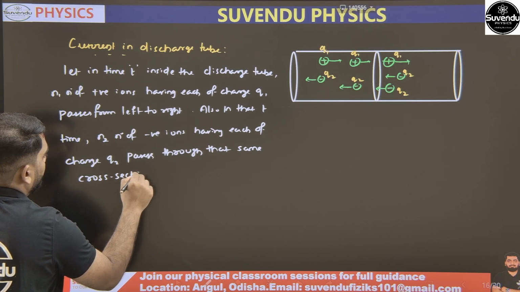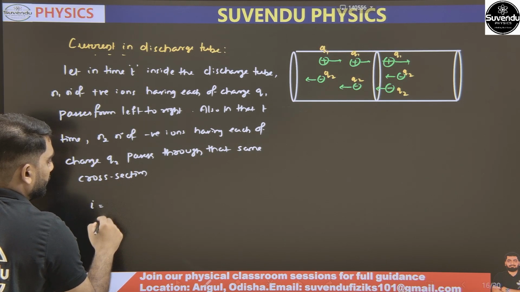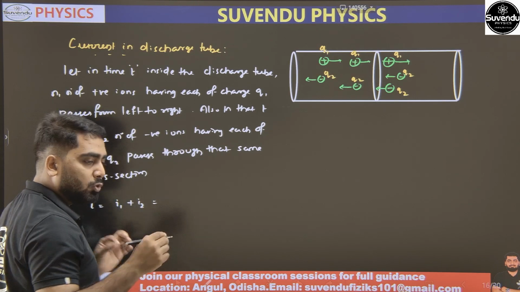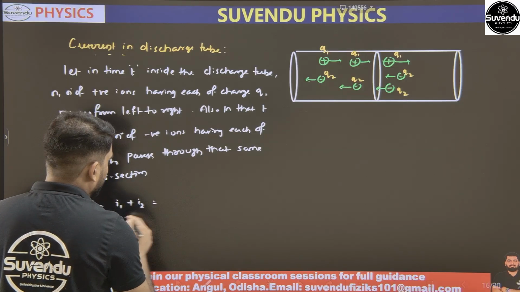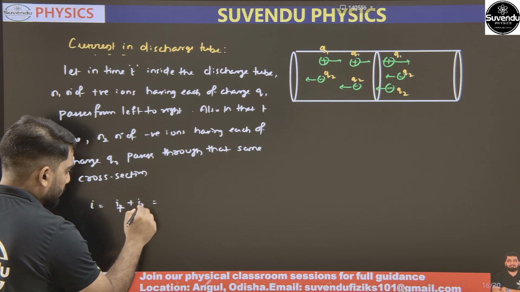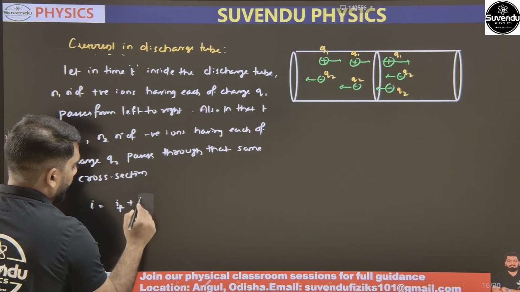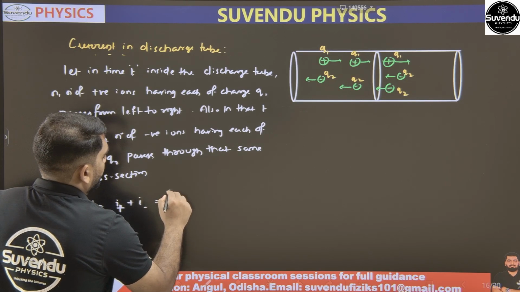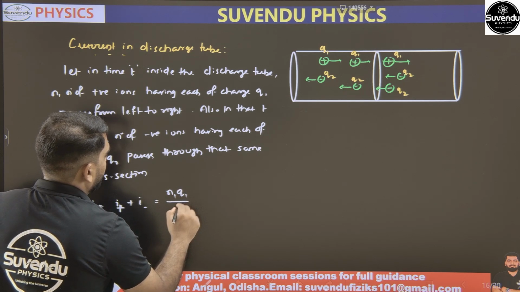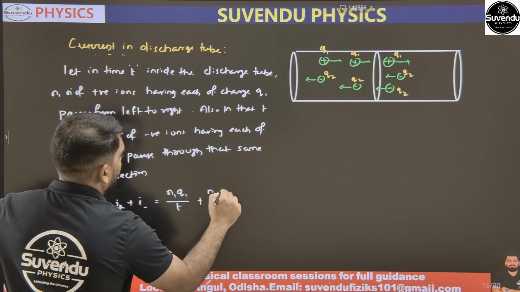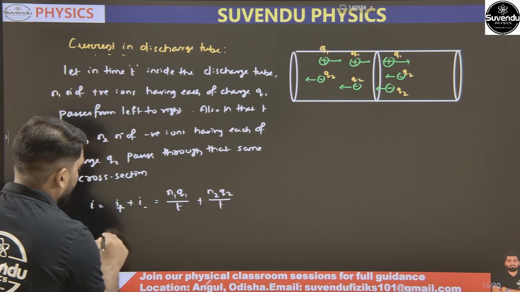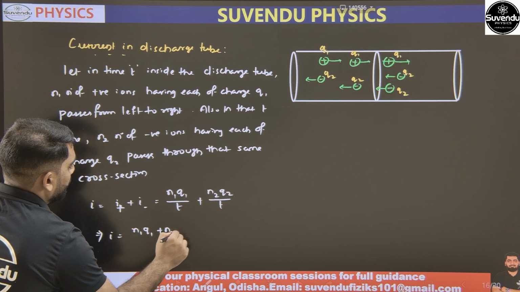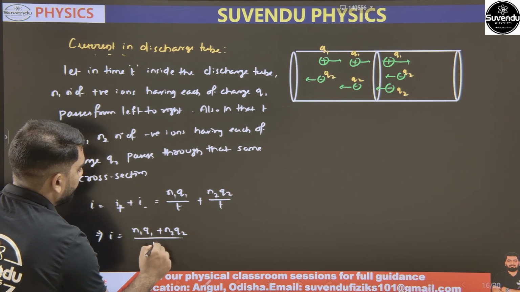So what will happen? What will I be? I1 plus I2. I is equal to Q by T, Q equal to NE by T. So this is I positive plus I negative: current due to positive ions and current due to negative ions. The current due to positive ions is n1 number of ions with charge q1 divided by t, plus n2 q2 by t. So I is equal to n1 q1 plus n2 q2 divided by t.